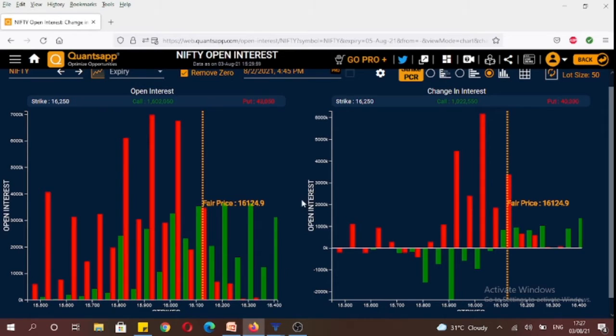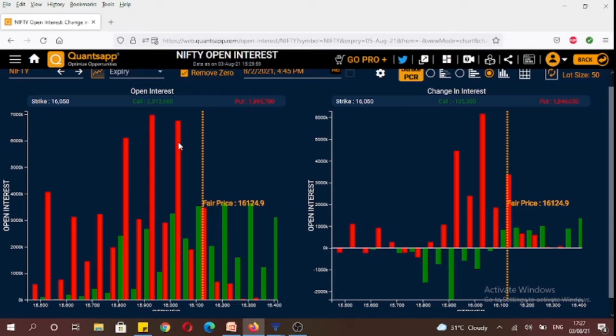If we see the 5th August weekly expiry contract, you will see that in calls, the highest amount of open interest is currently at the 16,200 call strike, followed by the 16,300 call strike. So for the 5th August weekly expiry series, 16,200 and 16,300 are likely to act as resistances in the market.